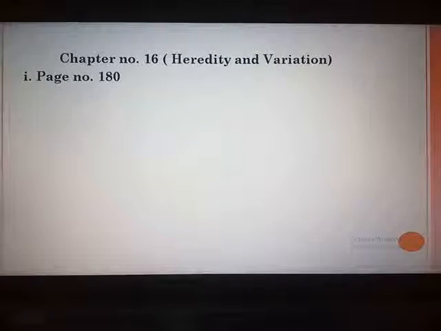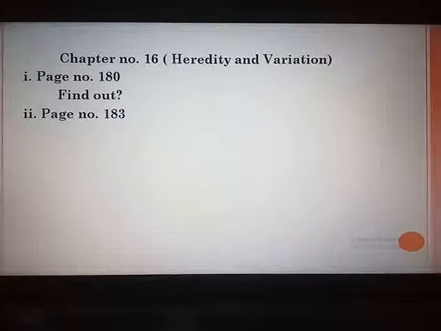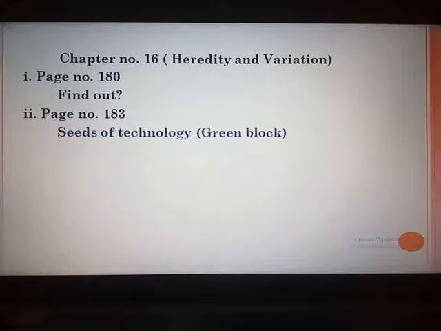Page number 180, very last line of that page, you have an activity, find out. Remove that activity. Number of chromosomes in different organisms, that activity should be removed. Page number 181, there is no reduction. Page number 182, no reduction. Page number 183, a small reduction is there in the center of the page. Green colored block, Seeds of Technology. Remove that block.